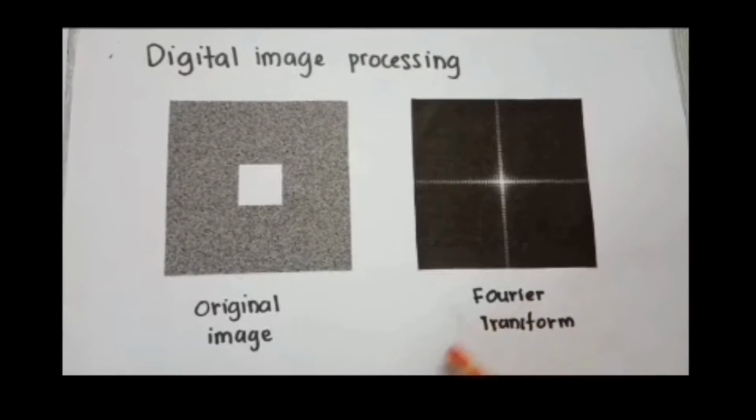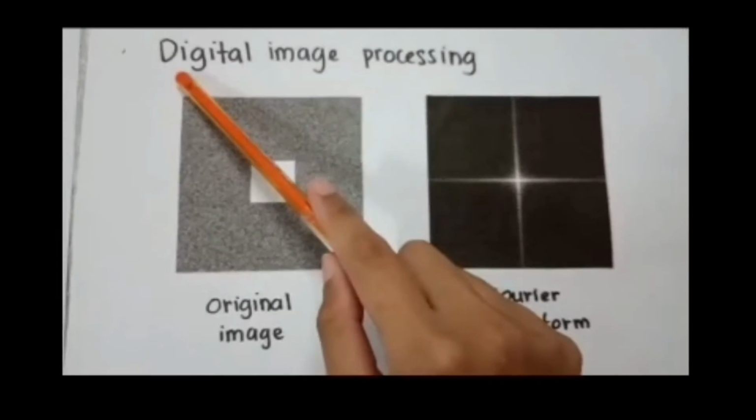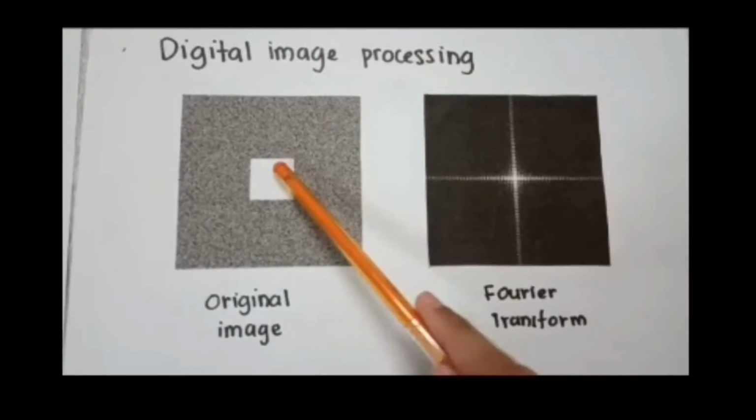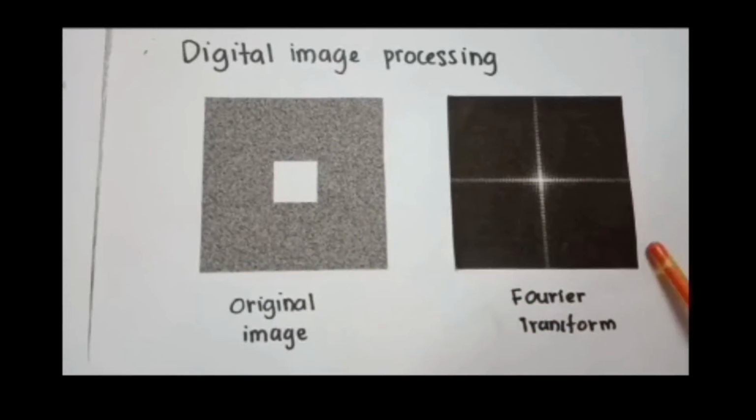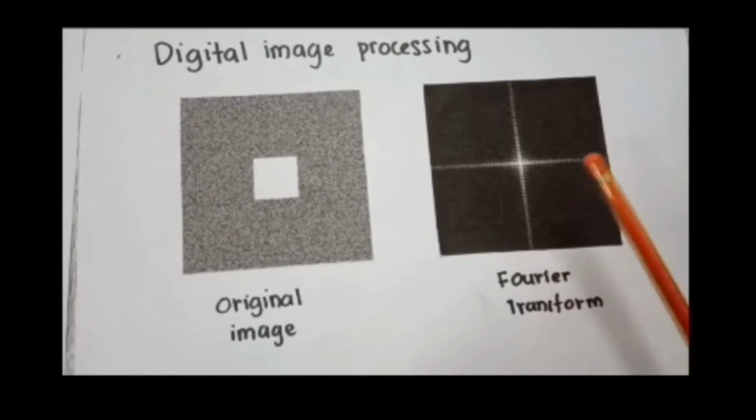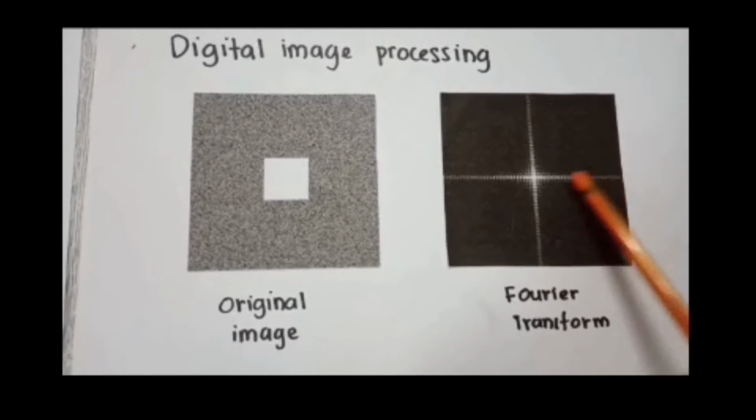So the application for Fourier transform that I choose is digital image processing. Fourier transform is important in this application, which is used to decompose an image into its sine and cosine components. So let me proceed, and this is the digital image processing, and this is the simple image of a square, and the other one is the Fourier transform.